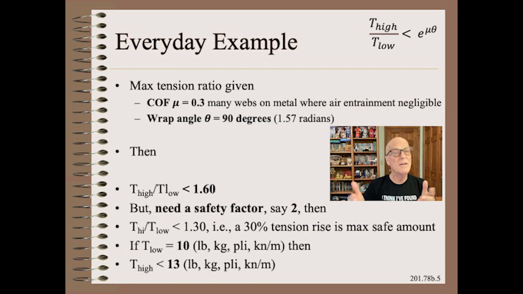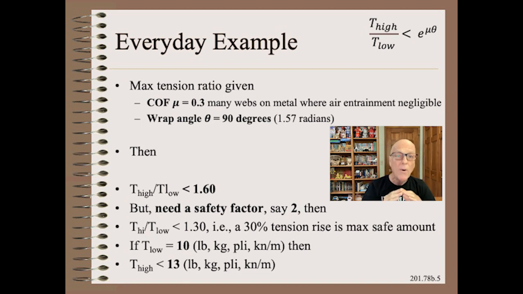Let's take a simple everyday example. The COF between many webs and a metal roller, where the air entrainment is negligible, may be around 0.3. Let the wrap angle be 90 degrees, which is 1.57 radians. If you do this simple calculation, the tension rise has to be less than 60%, because attempting anything more will cause the web and roller to lose traction and thus slide.